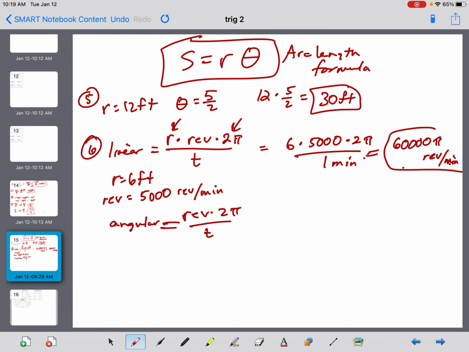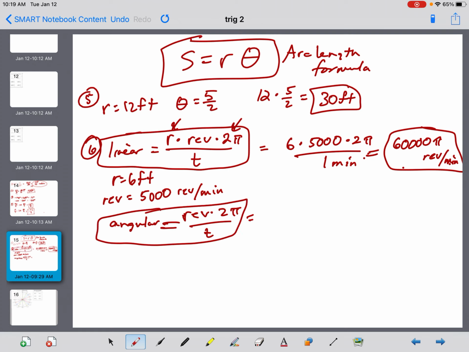And that's it. Okay? Now, in angular, we don't need to include the radius. We just do revolutions times 2 pi divided by time. So angular and linear, just notice how close to being the same they are. Linear just needs the radius. So we have to take 5,000 times 2 pi divided by 1 minute. And we're going to get 10,000 pi. Oops, one more 0.